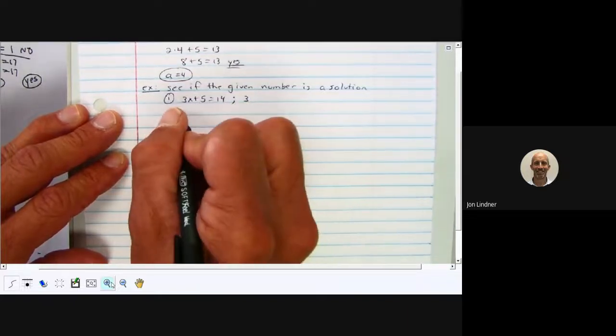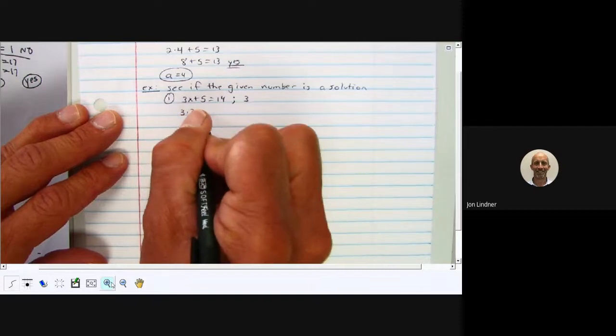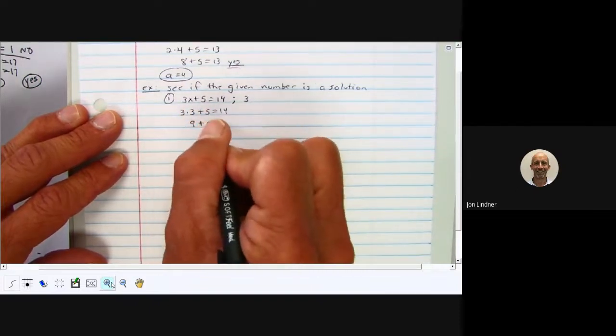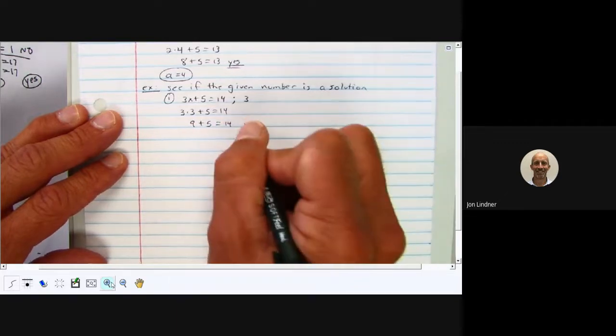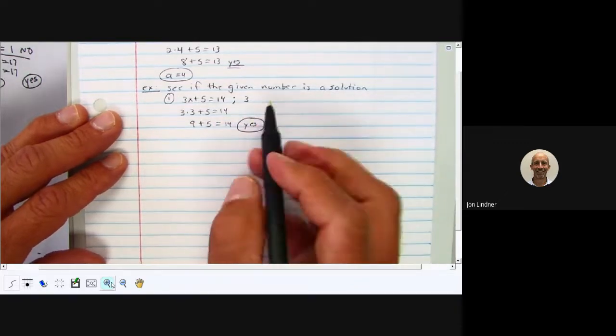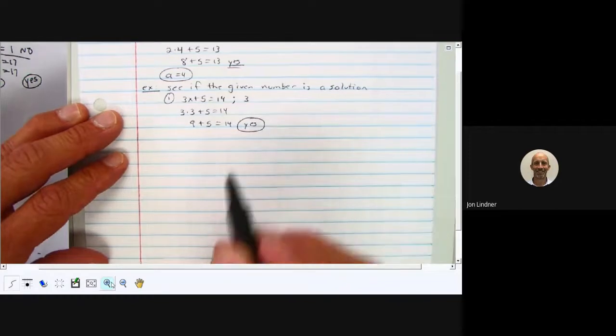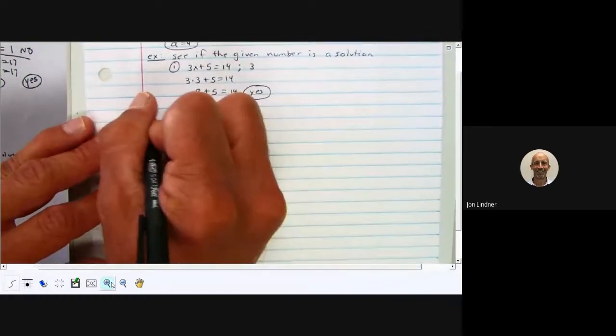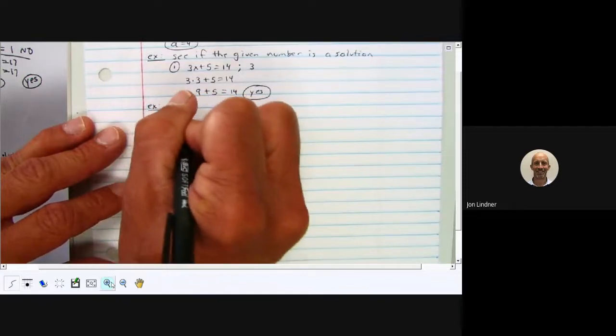So we just put it in. Is 3 times 3 plus 5 equal to 14? Yes, because 9 plus 5 equals 14. The answer is yes. Just remember that the answer will not always be yes. It could be no. Then they're going to give you some problems where they tell you to solve.